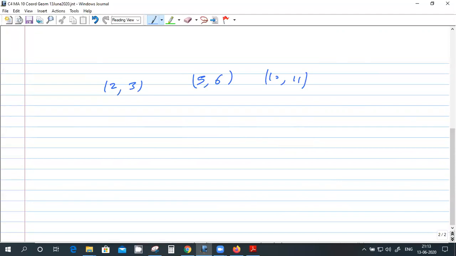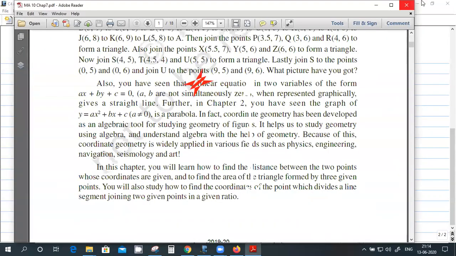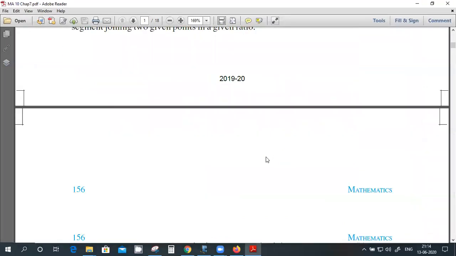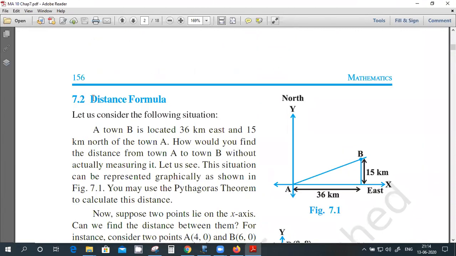We use the XY plane. You can fix these points and then join them, and define the triangle uniquely. In 9th chapter, you have studied something. Let me see what is there. Distance formula you would not have done in 9th, right? No.